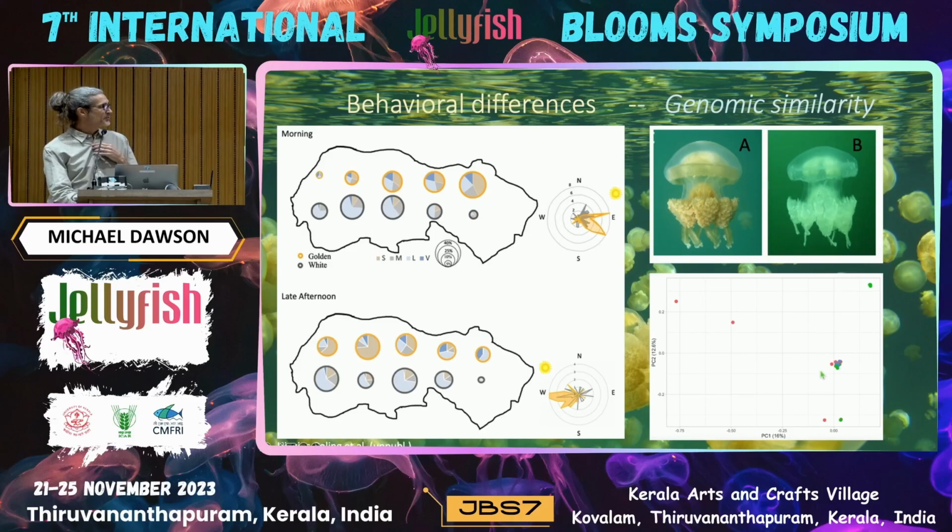So we took some samples for genomics. It turns out that genomically, they're more or less indistinguishable. But if you look at the behavior, the white ones don't migrate as strongly as the golden ones. And so the golden ones, this is a Rose diagram that shows an instantaneous swimming direction. Essentially, the golden ones are oriented towards the sun in the morning and in the afternoon, whereas the white ones are randomly oriented, right? So these are genomically indistinguishable hosts in the same environment at the same time.